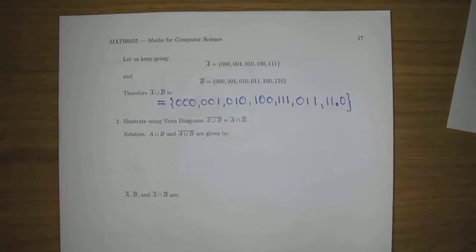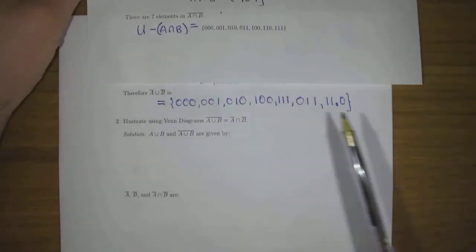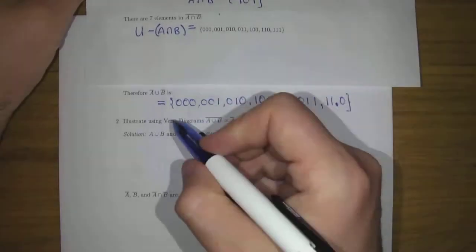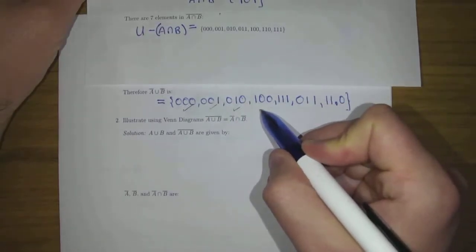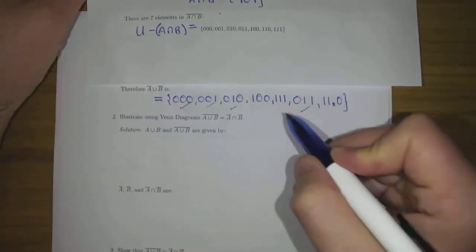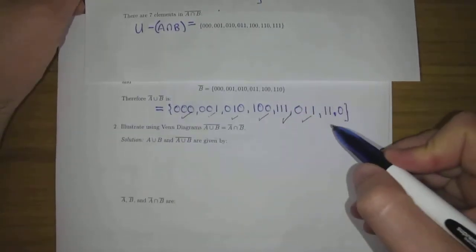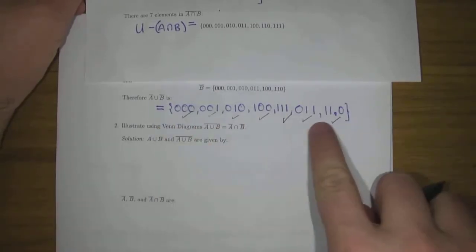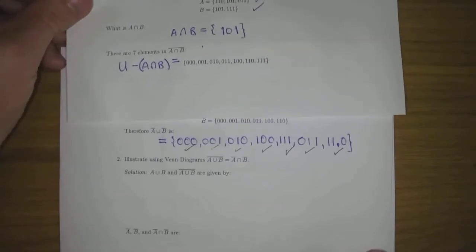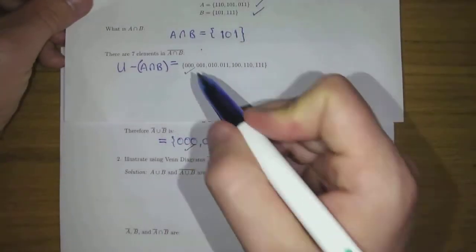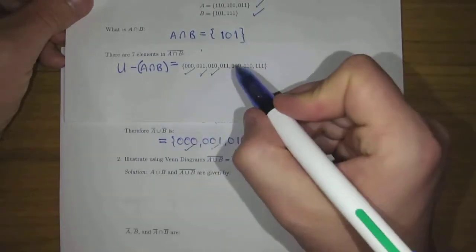Now the question is, is this the same as not (A and B)? If we eyeball it, this is in the other one, this is in the other one, 0, 1, 1 yes, 1, 0, 0, 1, 1, 1, and 1, 1, 0. By checking that everything here is in here, we've just shown that this is a subset of this. We should really check the other way around to make sure. 0, 0, 0, yes. 0, 0, 1, yes. 0, 1, 0, yes. 0, 1, 1, yes.